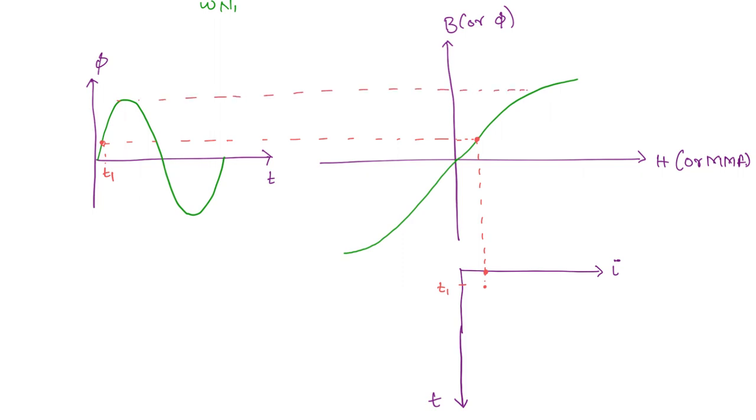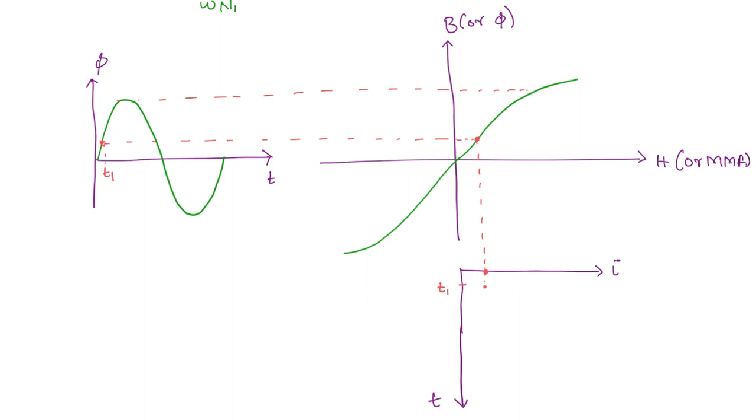If it was a linear curve, if the BH curve was linear, what will happen? For a sinusoidal flux, you are going to get a sinusoidal current. That's what linearity is, right? But now there is a non-linearity coming into the picture. Initially there is linearity, but then again non-linearity will come. So what will happen in non-linearity? For a small change in the flux, there is going to be a huge change in the current.